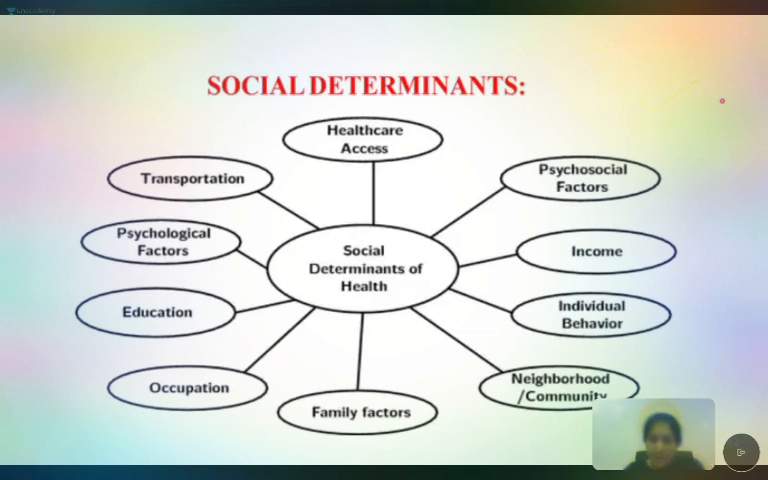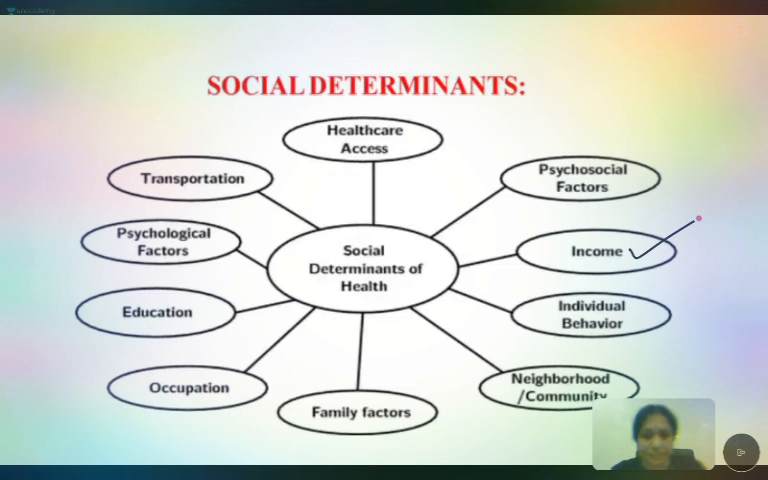Social determinants: healthcare access, isn't it? Few people do not have access to healthcare. Next, psychological factors, something like, for example, about food only, like vegetarianism, non-vegetarianism, or something related to that. Is it clear? But as such, that can be kept in religion also. Next, income, socioeconomic strata, work stress also you can consider.